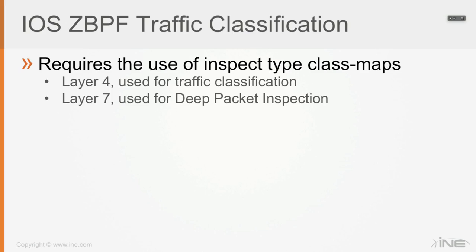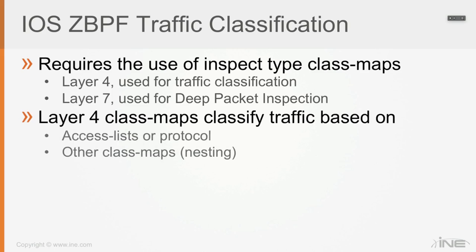This is used for traffic classification, like match on telnet traffic, match on TCP traffic, match on UDP traffic. The layer 7 class maps are used for application inspection, as the name states, or for deep packet inspection. We will get to the layer 7 class map later on. Now the layer 4 class map classifies traffic.